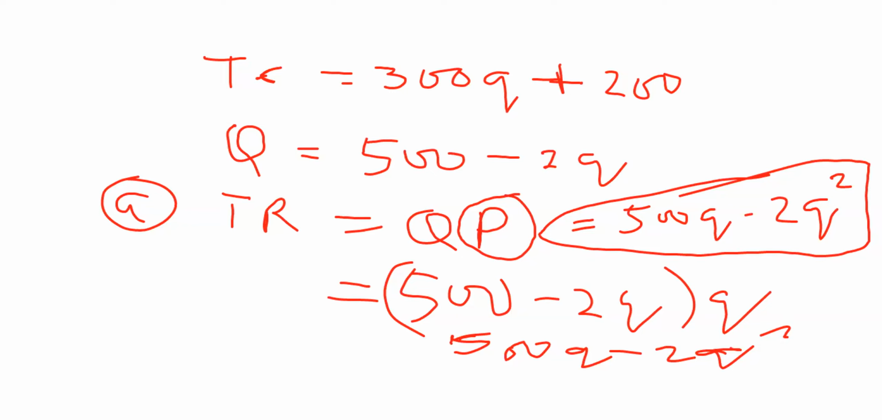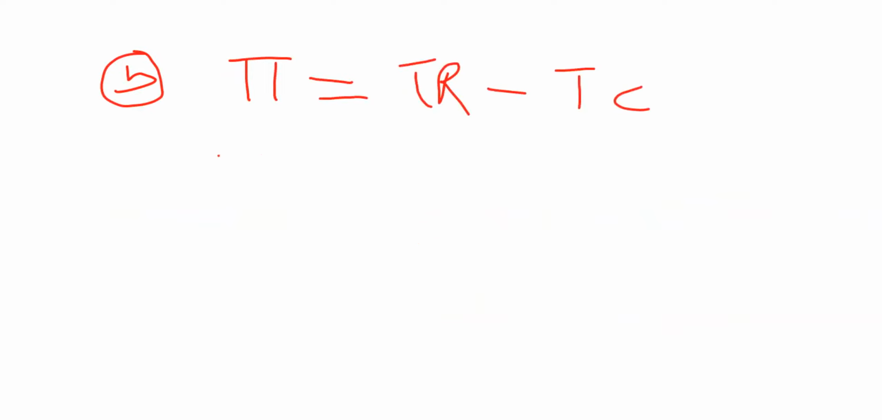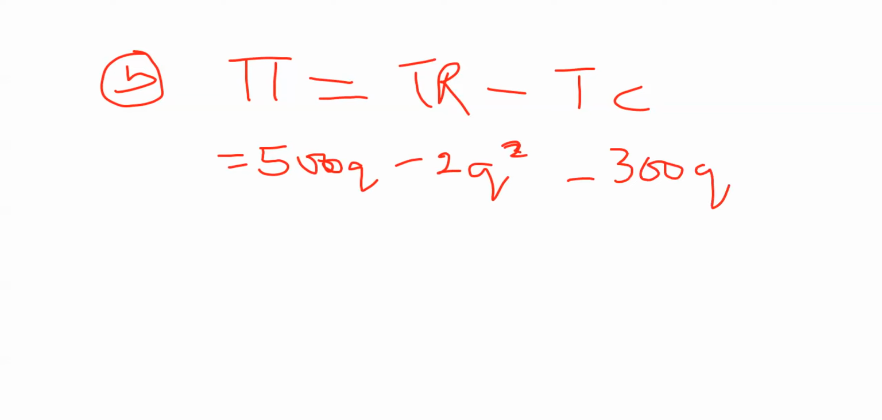So what is in D? This says we should find the total profit function. Good. You are aware that profit is total revenue minus total cost. Our total revenue is 500q minus 2q squared. And total cost is what? 300q plus 200. Good.